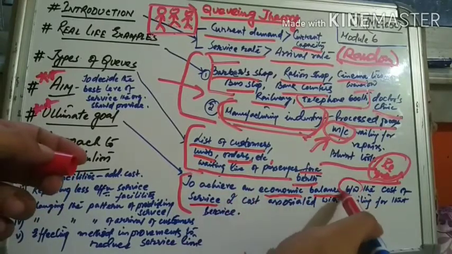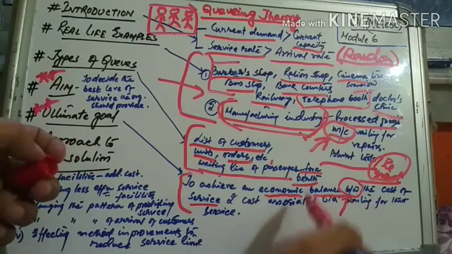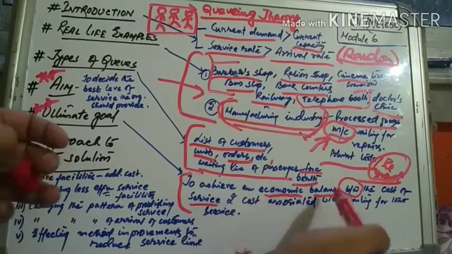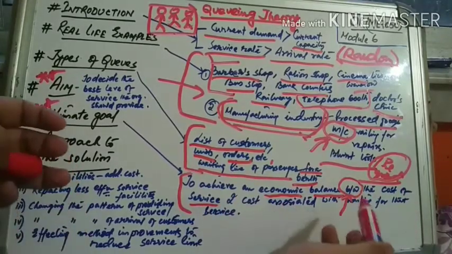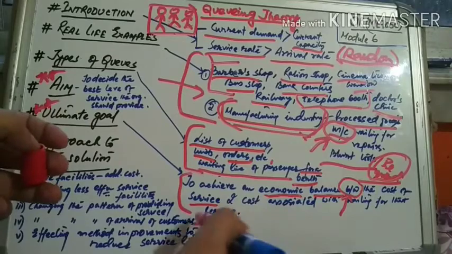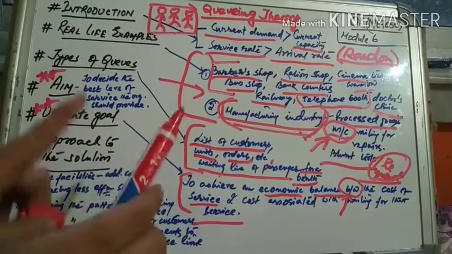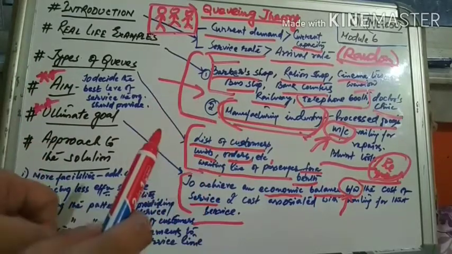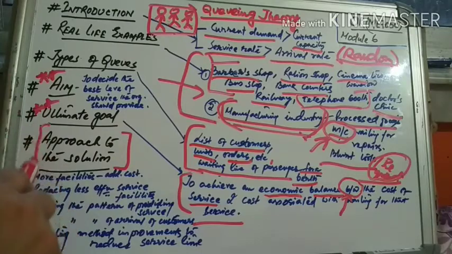So our ultimate goal is to achieve an economic balance, that is optimization between the cost of service. I have written B/W, which means between. To achieve an economic balance between the cost of service and the cost associated with waiting for that particular service. So that is our ultimate goal, to maintain an economic balance. Okay. Now, how do we approach that solution?